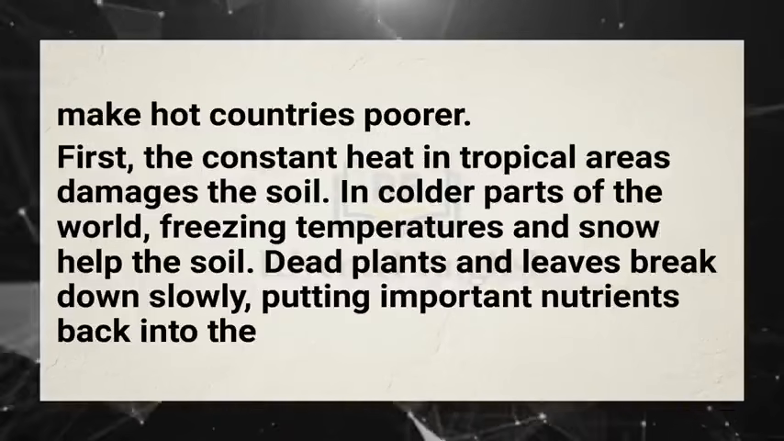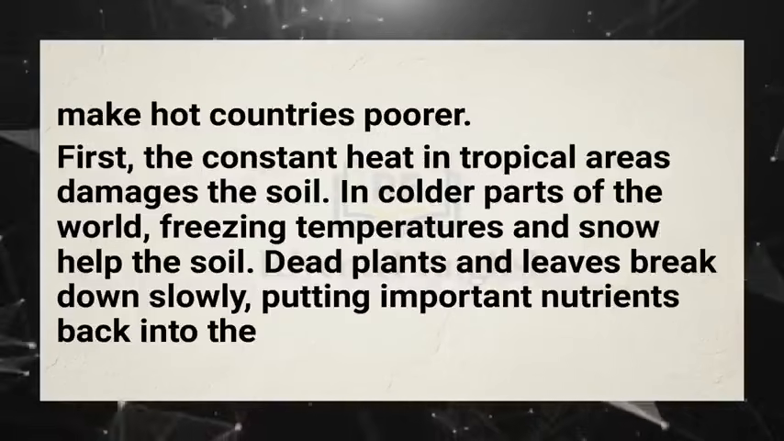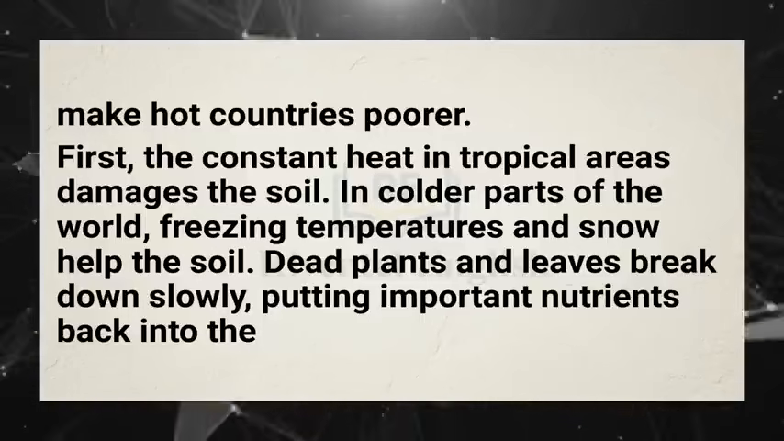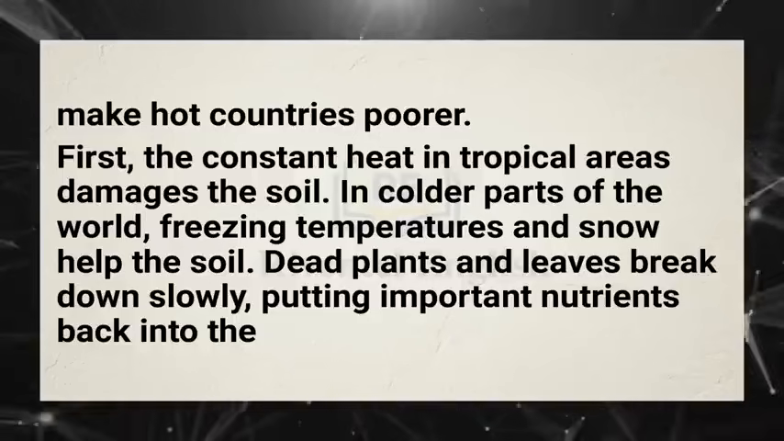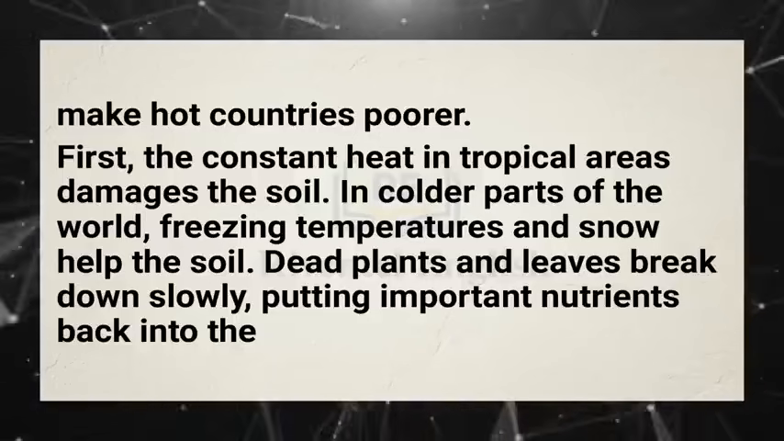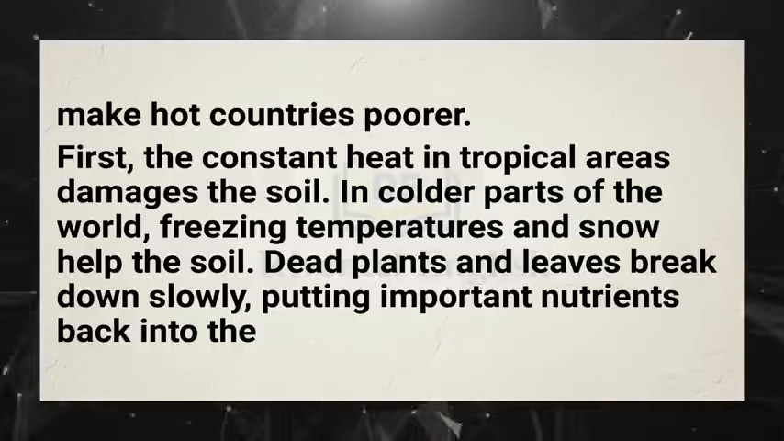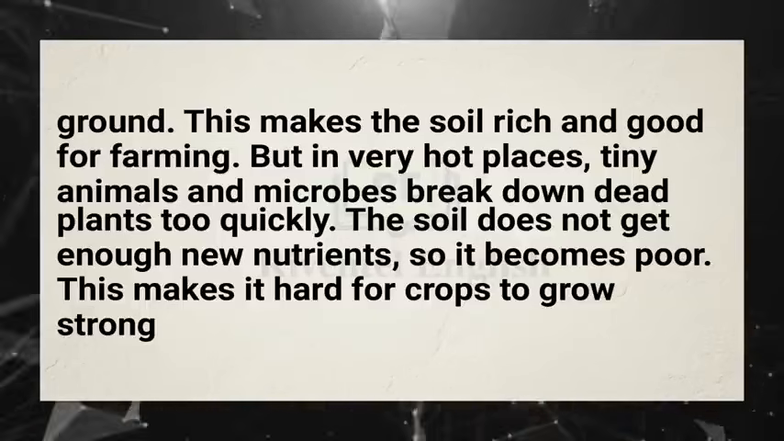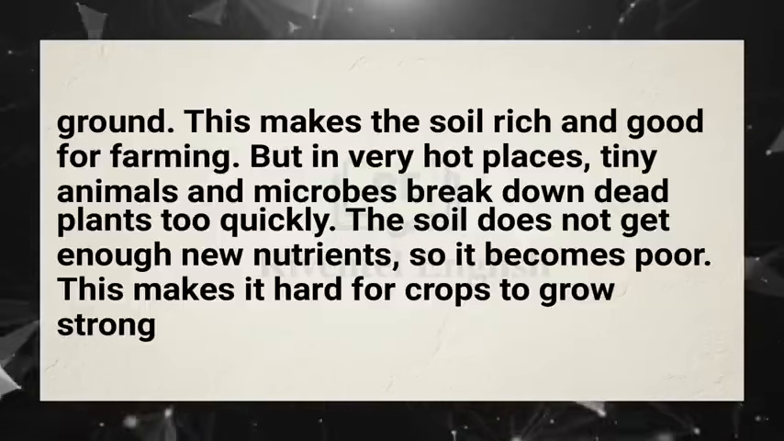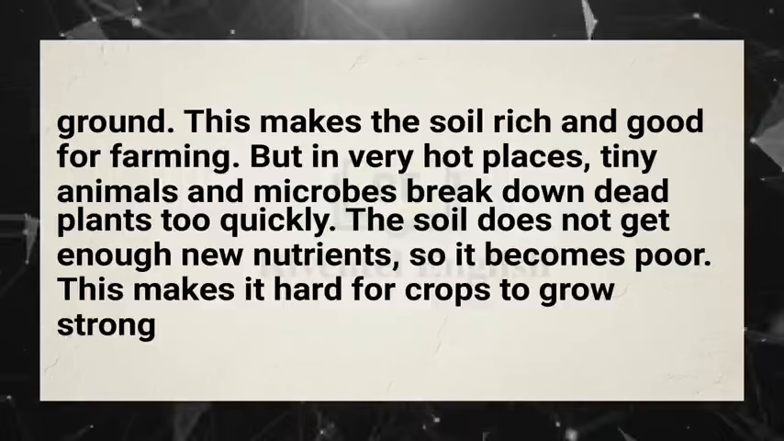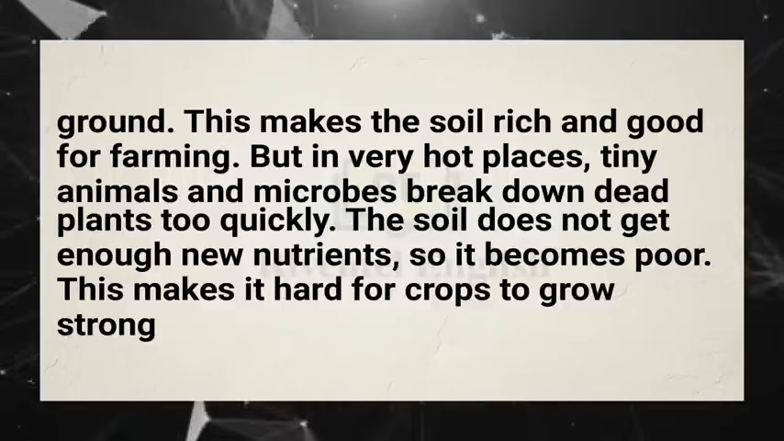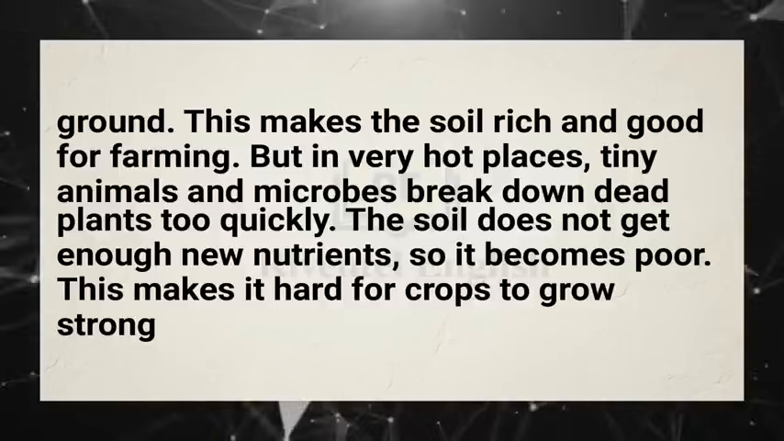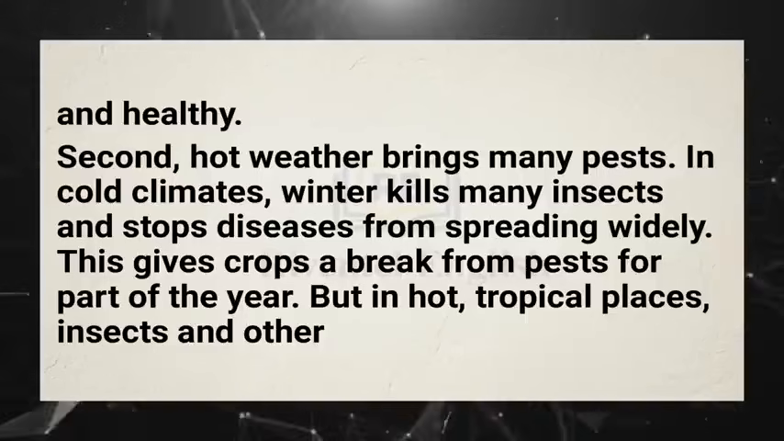First, the constant heat in tropical areas damages the soil. In colder parts of the world, freezing temperatures and snow help the soil. Dead plants and leaves break down slowly, putting important nutrients back into the ground. This makes the soil rich and good for farming. But in very hot places, tiny animals and microbes break down dead plants too quickly. The soil does not get enough new nutrients, so it becomes poor. This makes it hard for crops to grow strong and healthy.